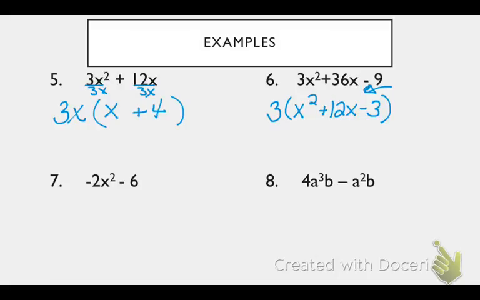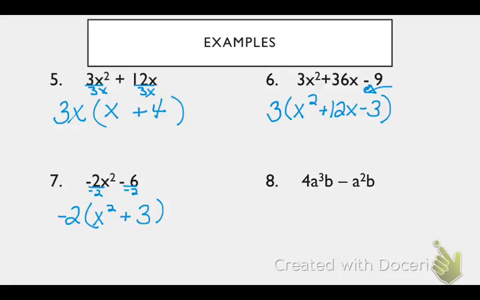In number 7, again, I have a leading coefficient that's negative, so I'm going to pull out a negative greatest common factor, and when I look at 2 and 6, the largest thing would be 2. So I divide each term by negative 2, which results in x squared plus 3.